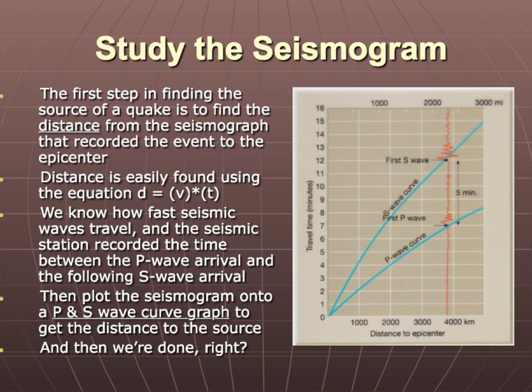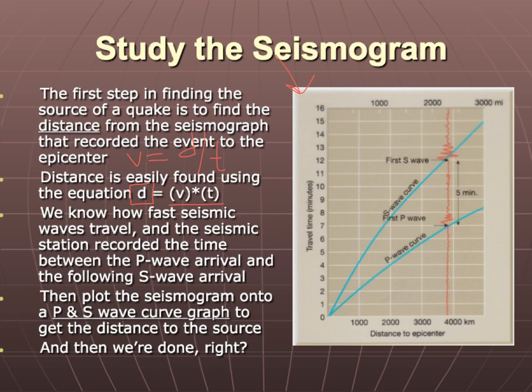First step in finding the source of a quake is to find the distance from the seismograph that actually recorded the event back to the epicenter. You basically trace backwards, and you use this graph right here. This is what's called the P and S wave curve diagram, or the P and S wave graph. Hopefully you remember that there was an equation, velocity equals distance over time. Do a little bit of algebra and you can rearrange that to say distance traced back to the earthquake is the velocity times the time.